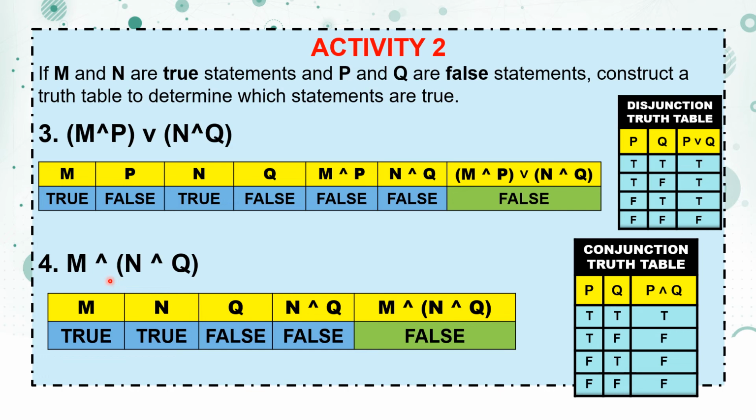Now, let's get the whole statement: M and (N and Q). Our N and Q is false, and our M here is true. Since this symbol is a conjunction, we look at M first. M is true, then N and Q is false. So, true, false. The answer is false.